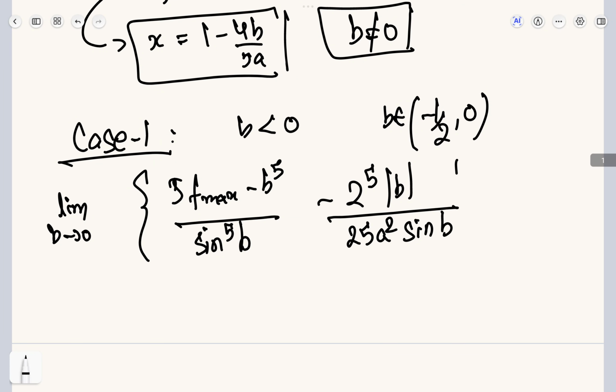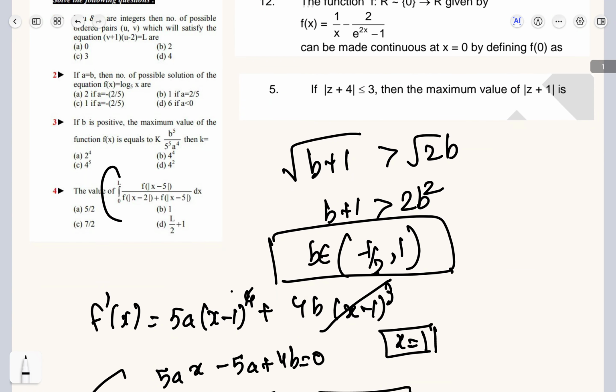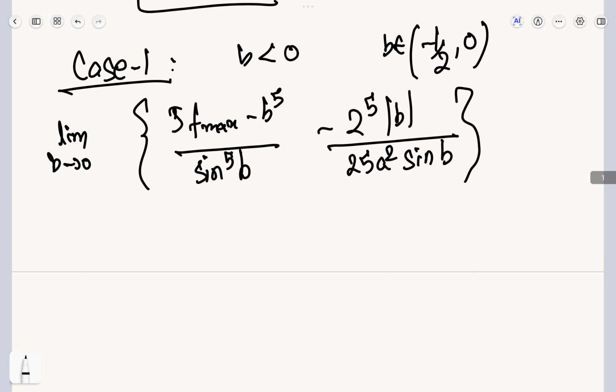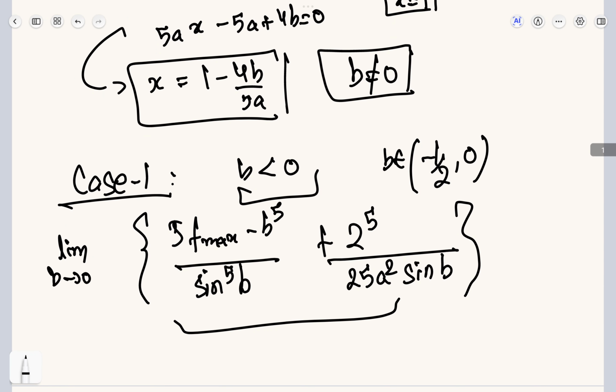Okay, so this is the quantity that we have been told that it exists and it equals L. And L is being used in the fourth part of this question. So I'm going to be taking b is less than 0, so this would become this, and this is the limit b tending 0.